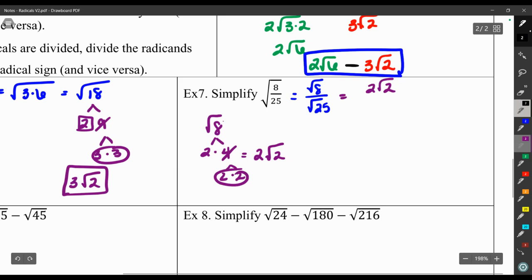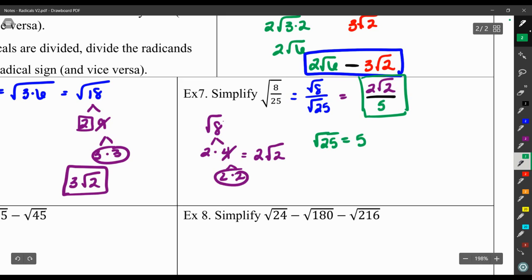Over, now we look at the denominator and see if we can do anything with the square root of 25. Well, the square root of 25 is actually a perfect square. So the square root of 25 is equal to 5. So that's my new denominator. So this is as simplified as this radical can get. So what we've done is we've made it easier to simplify by splitting apart the fraction into two smaller radicals that are a little bit easier to deal with.